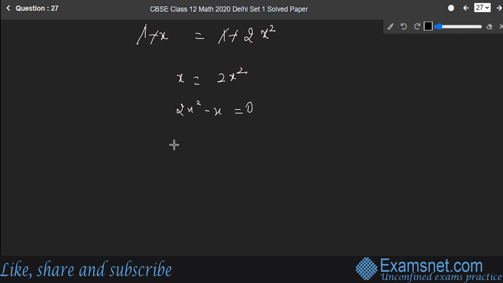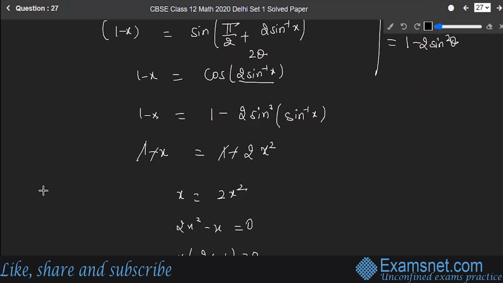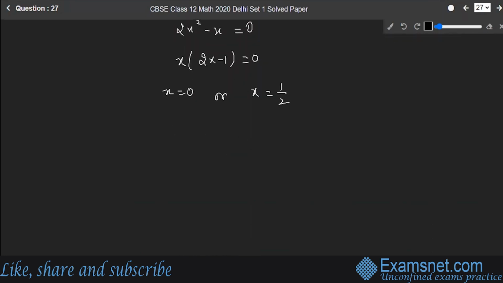You have x is equal to 2x square, or 2x square minus x is equal to 0. I'll take x common, so you have x times (2x minus 1) is equal to 0. Either x is equal to 0 or x is equal to 1 by 2. Let's check the given equation for both the values. The given equation was sine inverse (1 minus x) is equal to pi by 2 plus 2 sine inverse x.